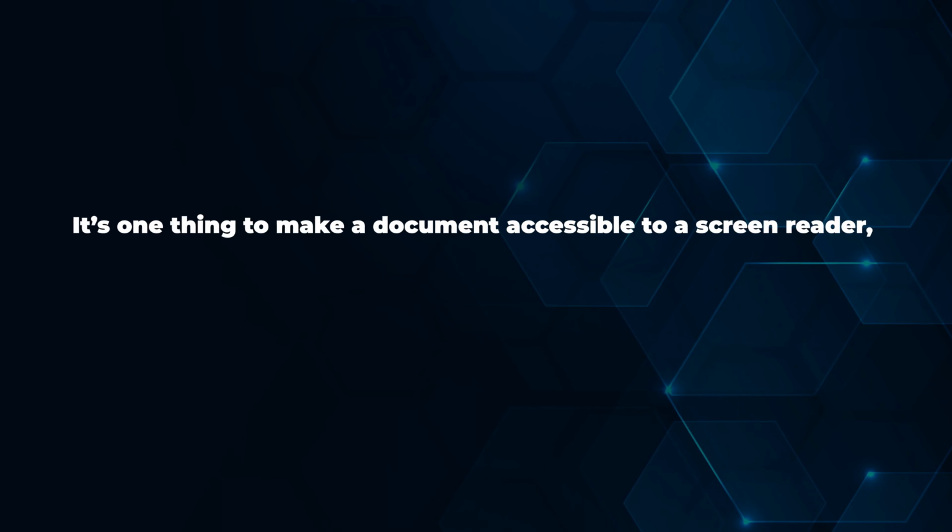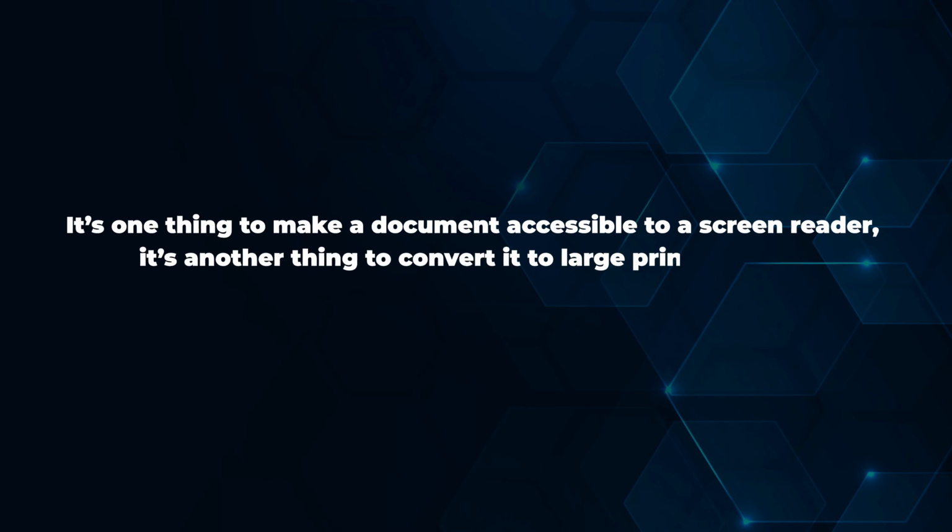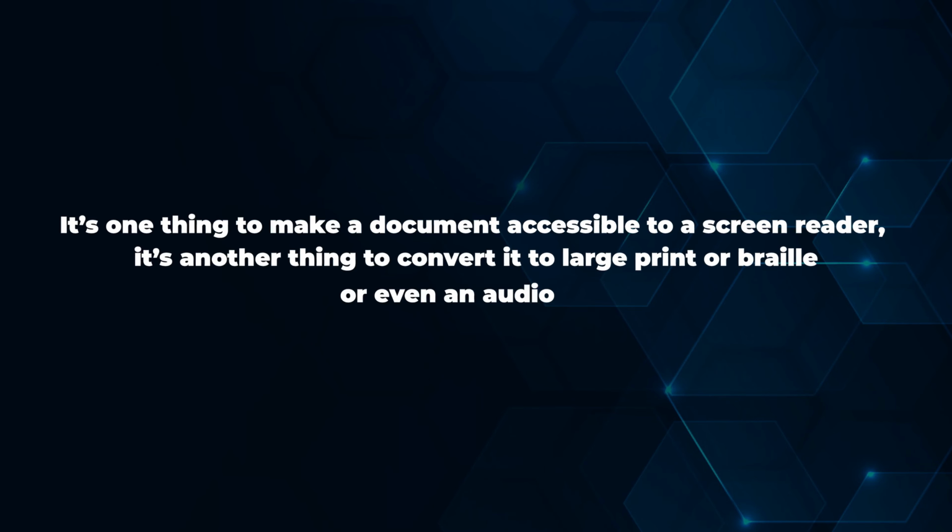It's a very interesting segment out of a textbook for California wildflowers. And this document originally needed to be converted for a student with a visual impairment. So it's one thing to make a document accessible to a screen reader. It's another to convert it over to Braille, large print, or even an audio file. There are multiple other steps that must occur before we can make it accessible.